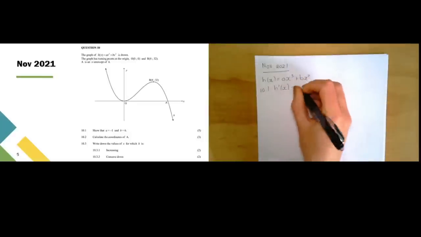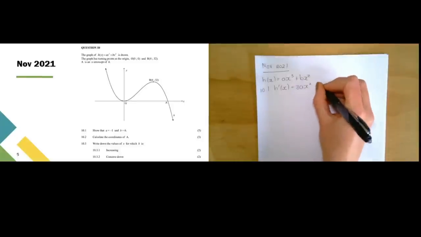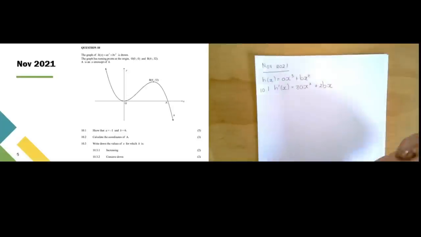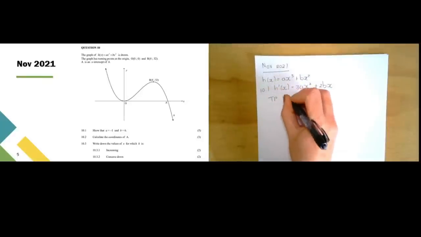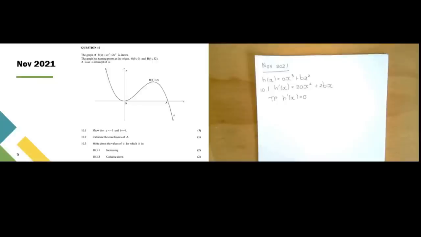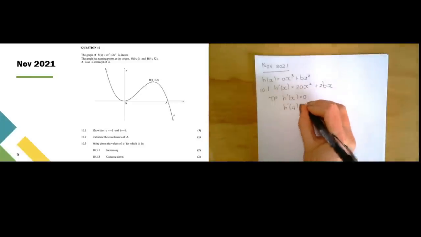That would be 3 times a is 3a, x to the power of 3 minus 1 is 2. 2 times b is plus 2b, x to the power of 2 minus 1 is 1. We know at the turning point, the first derivative must be equal to 0. If you look on your sketch, you know the x value at the turning point. You know the x value is 4.